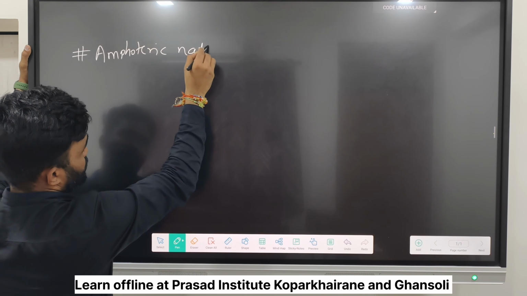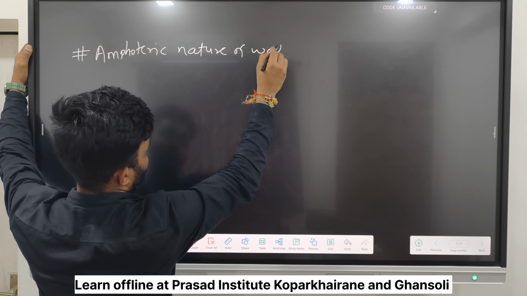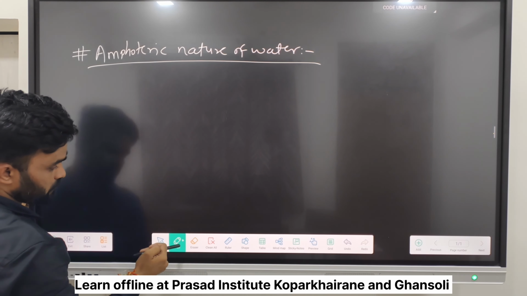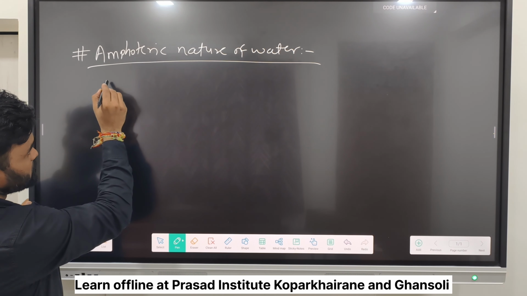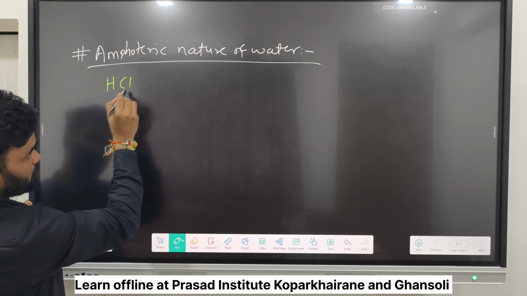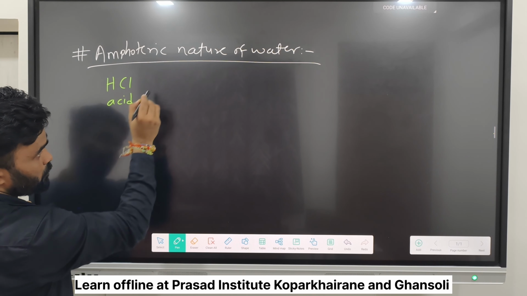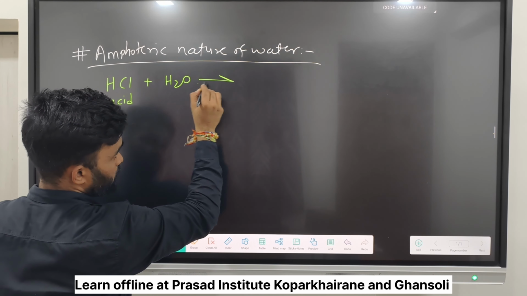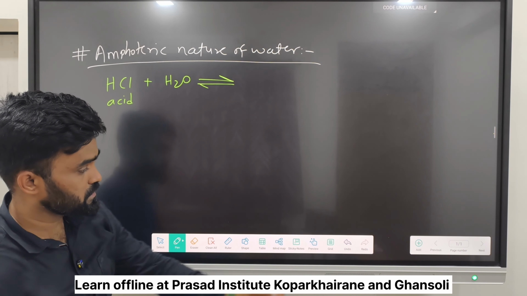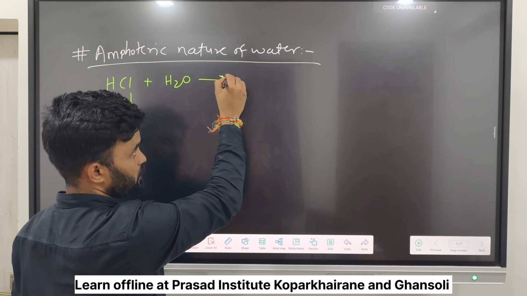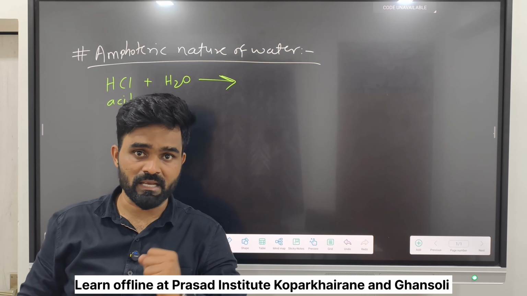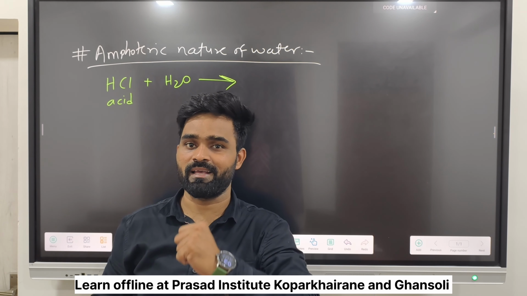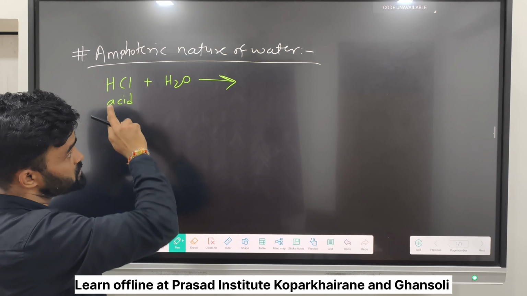Amphoteric nature of water. Now imagine water is reacting with HCl. We know HCl is an acid. As per Arrhenius theory, an H plus ion donor is an acid, and also as per Bronsted-Lowry theory, an H plus ion donor is an acid. So HCl has H plus ion, so HCl can give it.